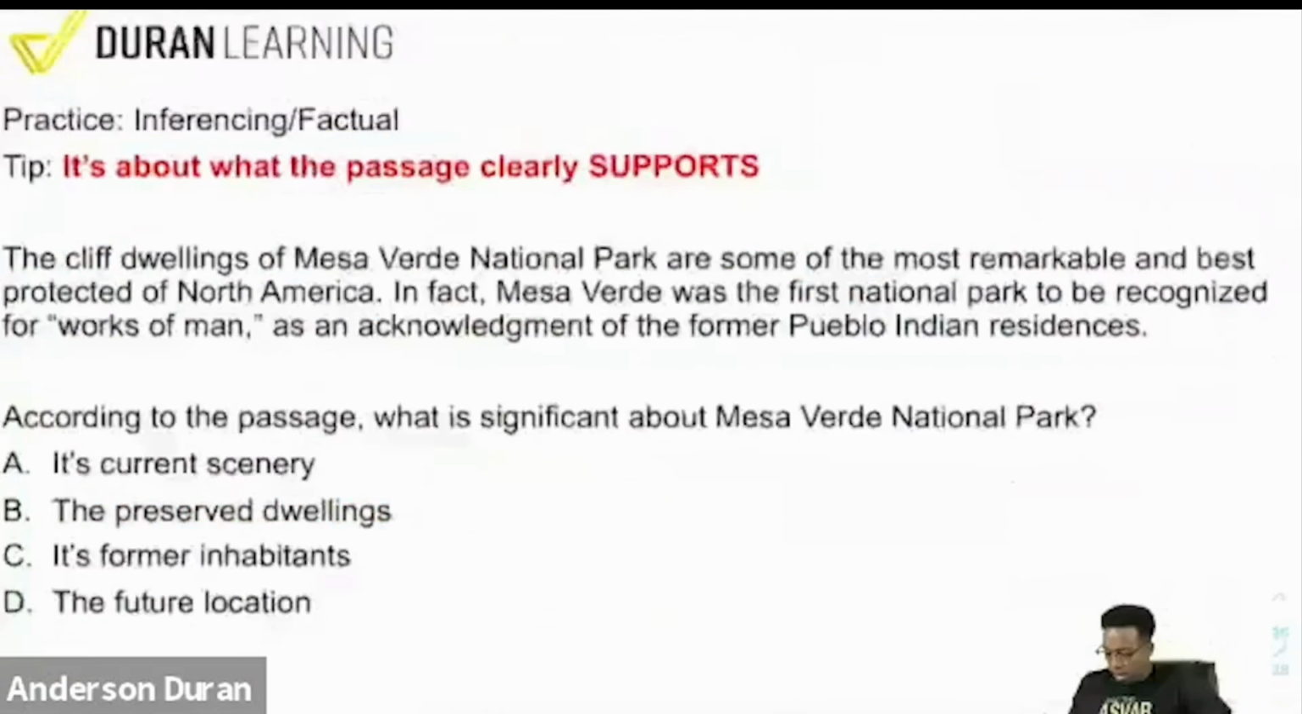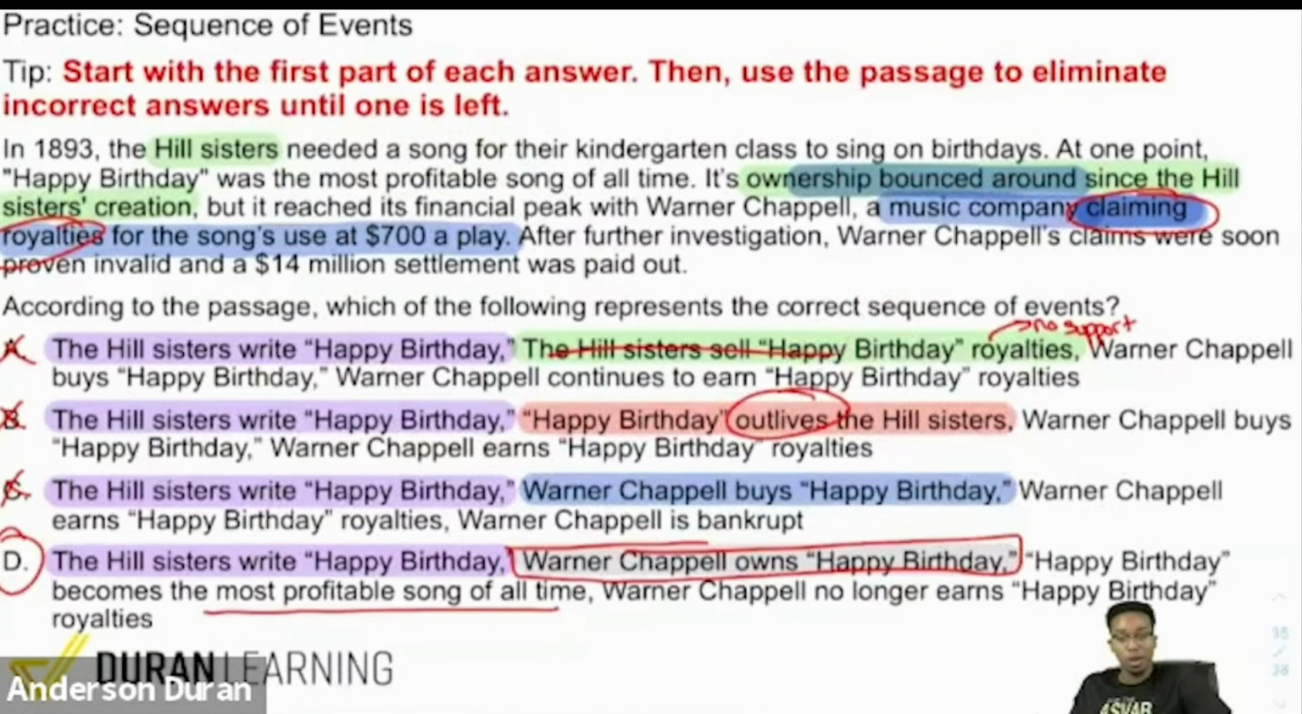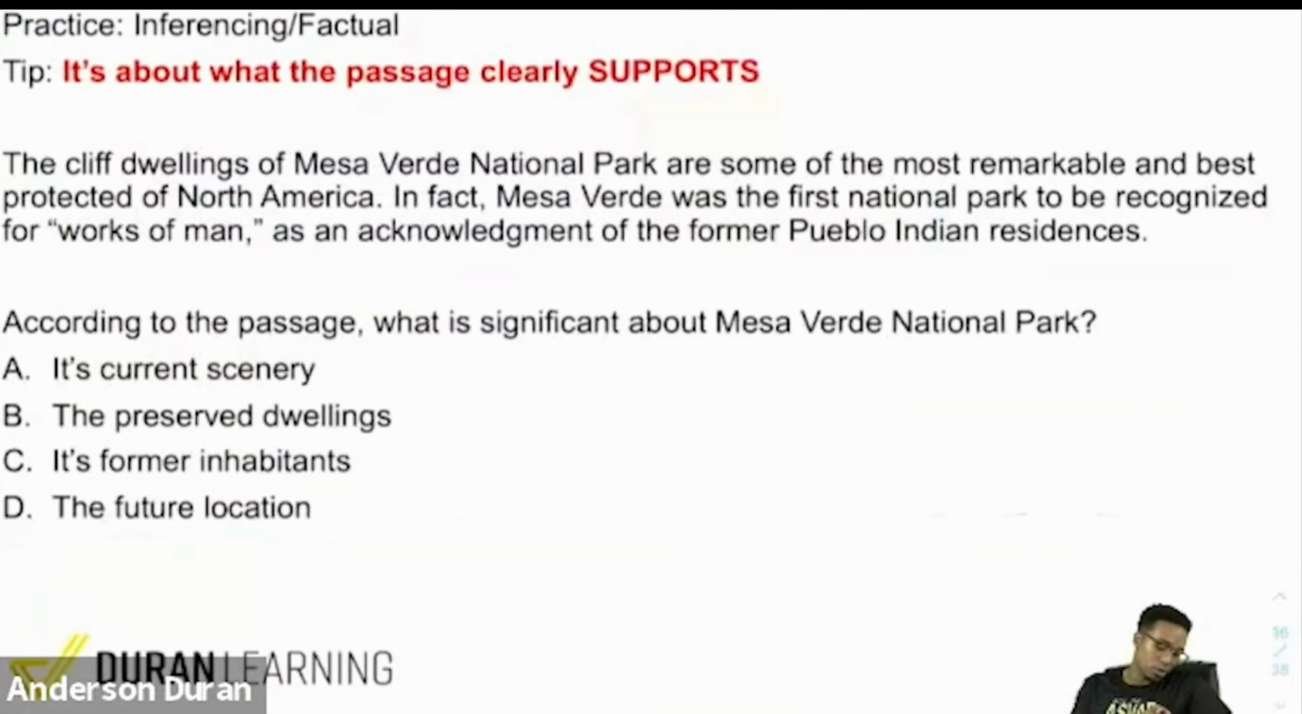So lastly here, we got one more to go. I'm going to give y'all 2 minutes and 45 seconds here. 3, 2, 1. Let's go. Sequence of events questions are part of the ASVAB. Yes, sir. Let's go.